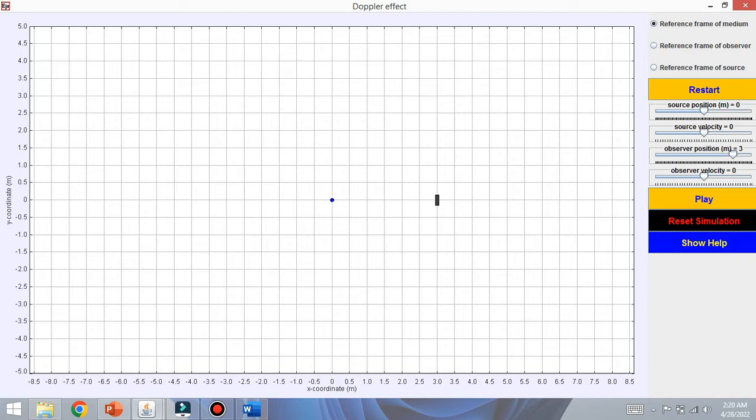Now you can change the position of the source by sliding this one. Going to the left is negative position, going to the right is positive position. For the observer's position, you can also change it by sliding this. Going to the left is negative position, going to the right is positive position. To change the source velocity, you can slide this. Towards the left means negative velocity, towards the right means positive velocity. And the observer's velocity, by sliding this towards the left is negative velocity, towards the right is positive velocity. So this is how the Doppler effect simulation looks.